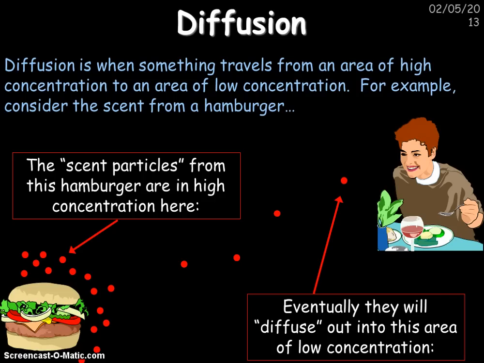However, the rate of diffusion can vary. So, factors that can affect the rate of diffusion. First of all, you've got distance. It's quite obvious. The shorter the distance the particles have to move, the quicker the rate of the diffusion.